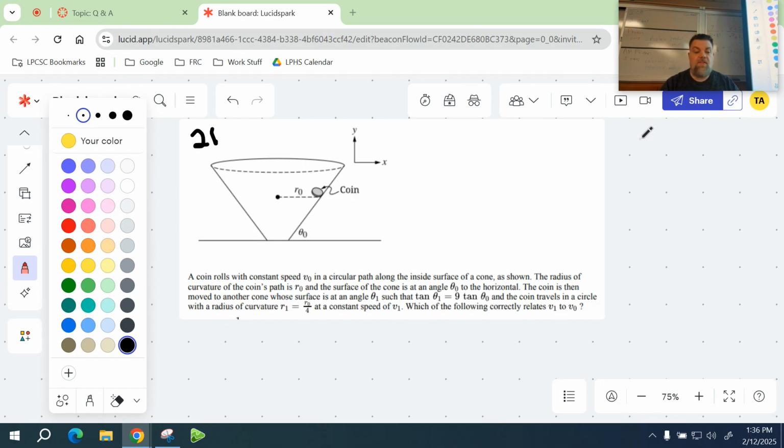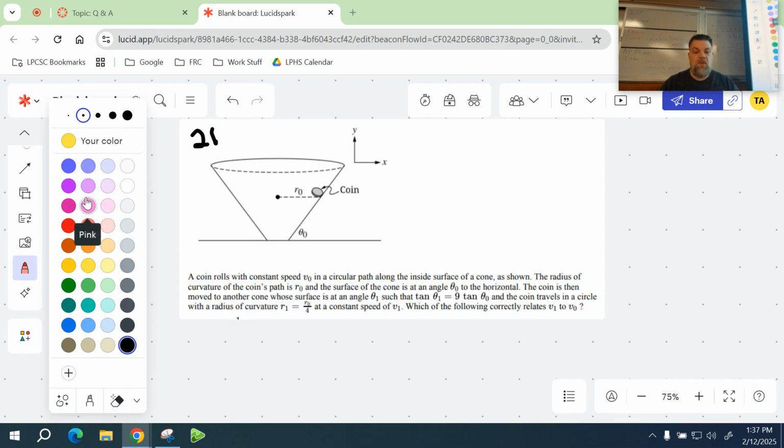So then the coin travels in a circular radius of curvature r1 equal to r naught divided by 4 at a constant velocity of v1. Which of the following correctly relates v1 to v naught? So we have to mathematically show what ratio is shared between these two. Okay, so now this one is a little challenging.